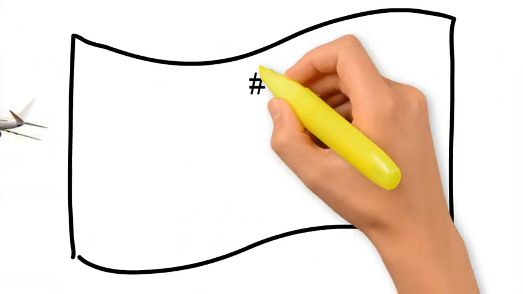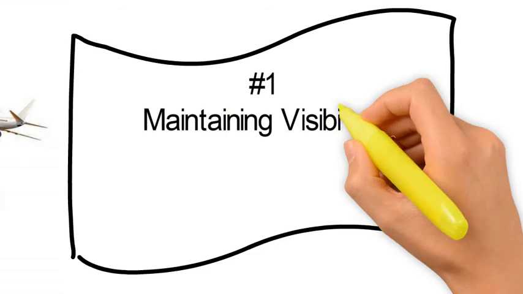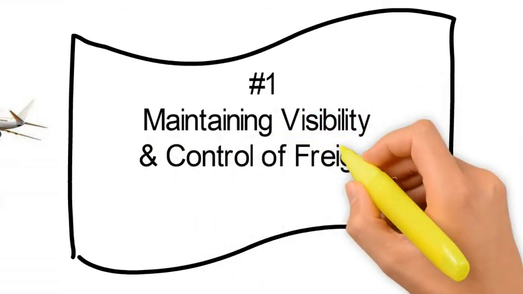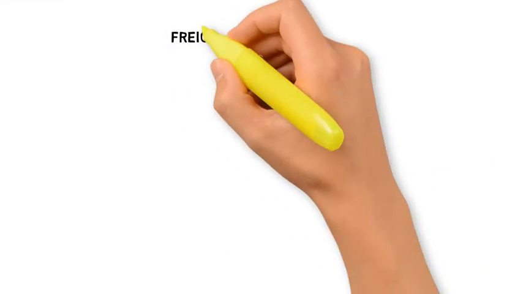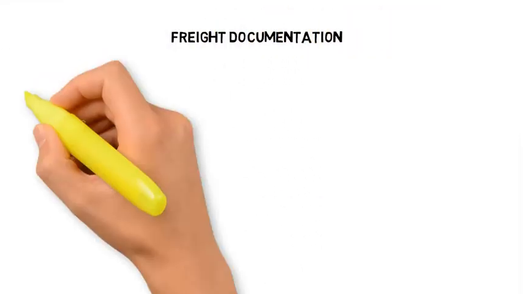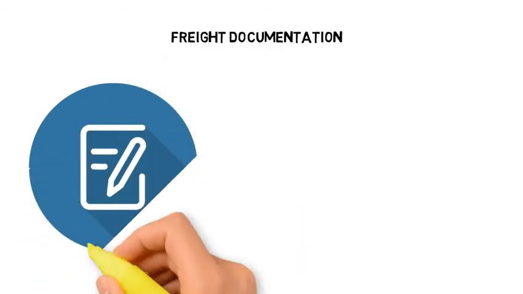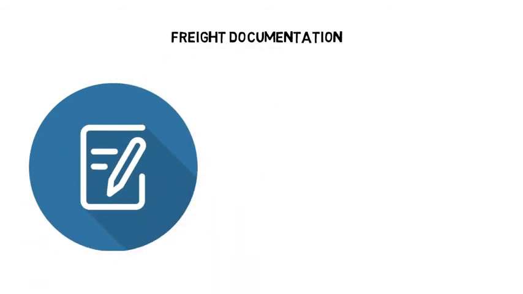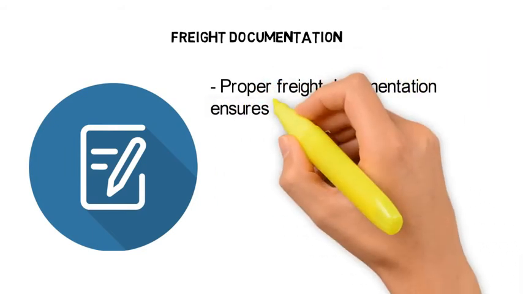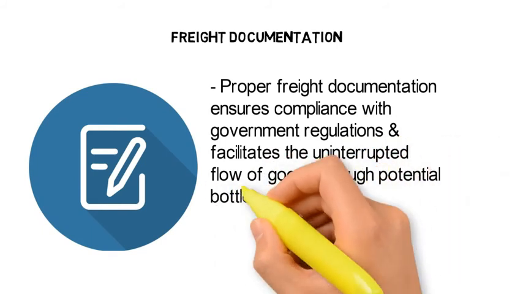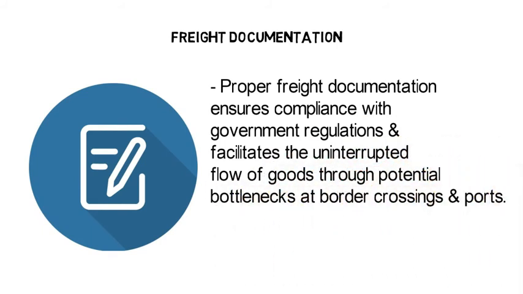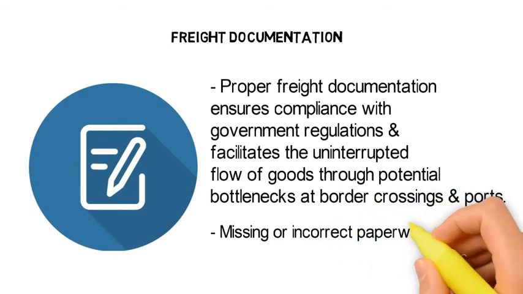One of the major challenges in global transportation is maintaining visibility and control of freight as it moves across borders, as it's being handed off between carriers and intermediaries. One of the key ways of maintaining visibility and controlling freight from origin to destination is through an extensive array of freight documentation. Proper freight documentation ensures compliance and will facilitate the uninterrupted flow of goods. Missing or incorrect paperwork, on the other hand, can cause delays and additional costs for the company.